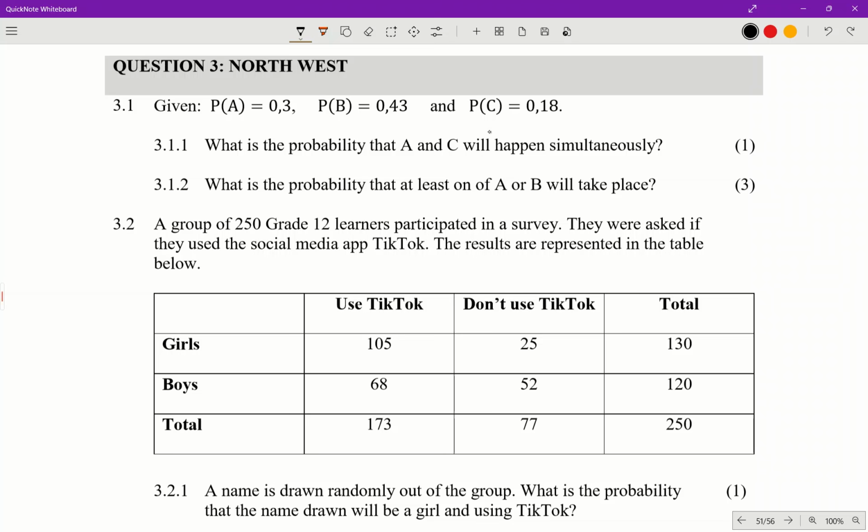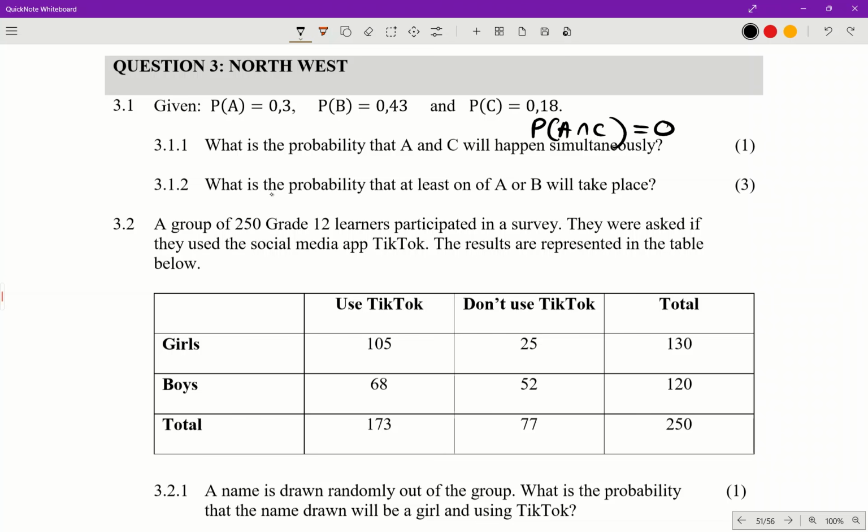Hmm, the answer is what? Is 0 there. Because why? Remember, for what is this? They're saying what is the probability that A and C will happen simultaneously? Like eventually they happen together, like in one accord. So that will never happen, guys. So that's 0. So the probability of A and C is going to be 0 there. It's just 0. So it will not.